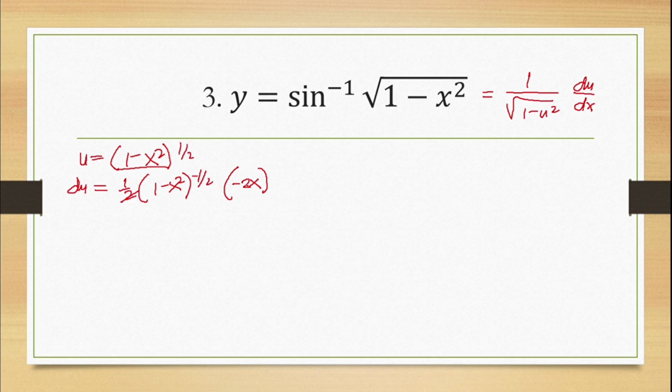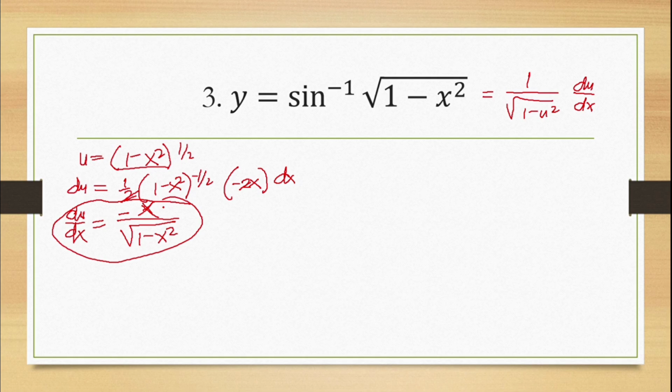So cancel this part. So therefore the remaining du over dx now is negative x over the square root of 1 minus x squared. So this is the value for our du. So by the use of this part, we're going to multiply here.